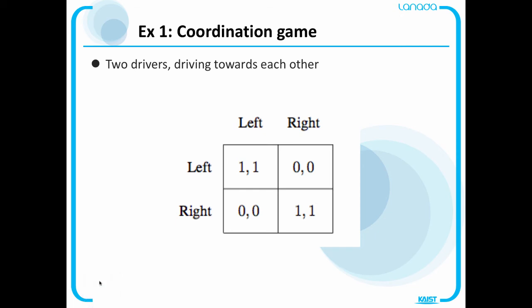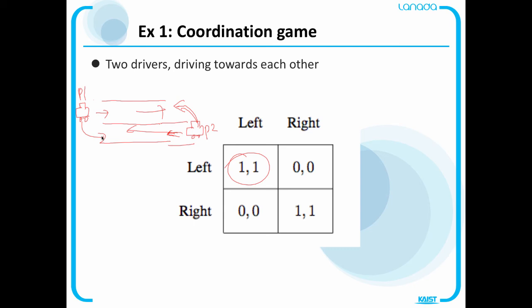Suppose that you are on a road with two lanes, and you have a car here in this direction and another car here in this direction. These two drivers are driving toward each other. Let's say this is car 1, player 1, and this is player 2. If both choose left and left, they are fine. If both choose right, then this guy will choose here and that guy will choose here.